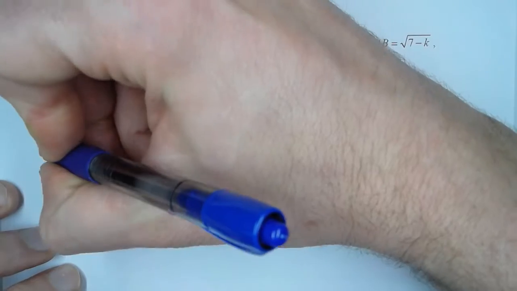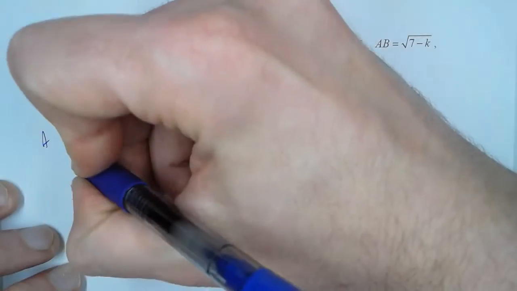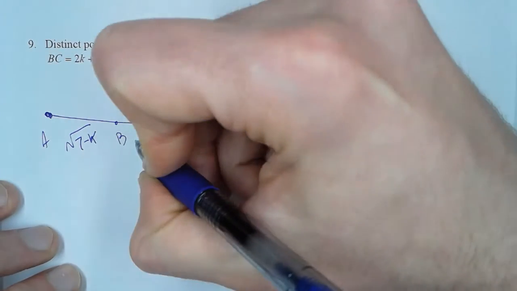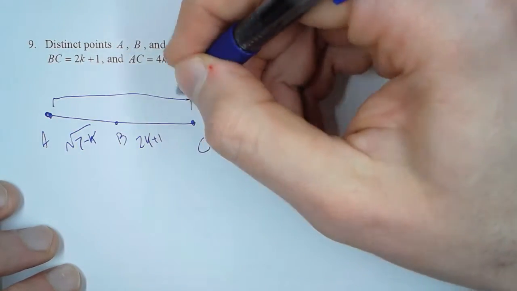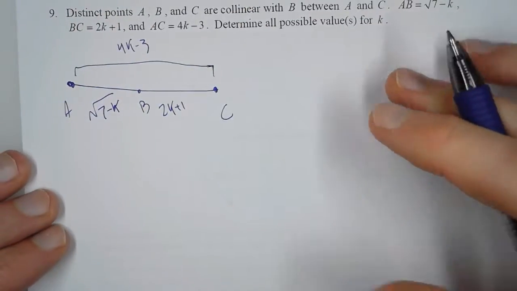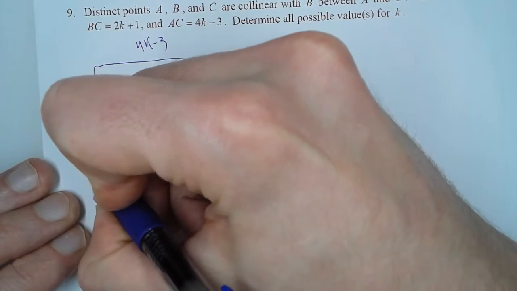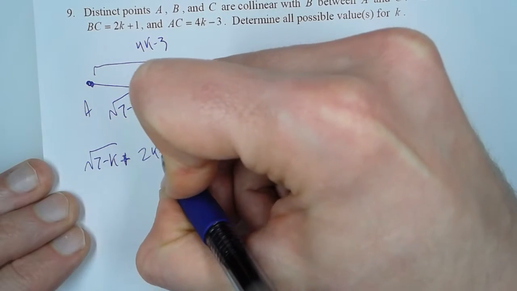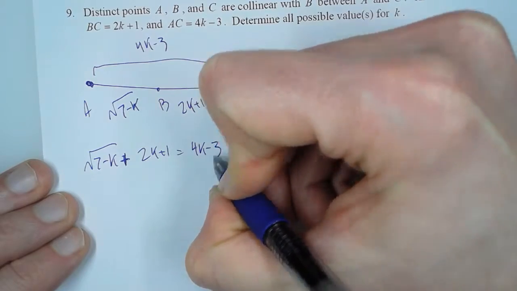All right, so we have A, we have B, we have C. And for A to B, it's radical 7 minus k. For B to C, it's 2k plus 1. And then from A to C, it's 4k minus 3. So that means if we add these two, we should get 4k minus 3. So square root of 7 minus k plus 2k plus 1 equals 4k minus 3.